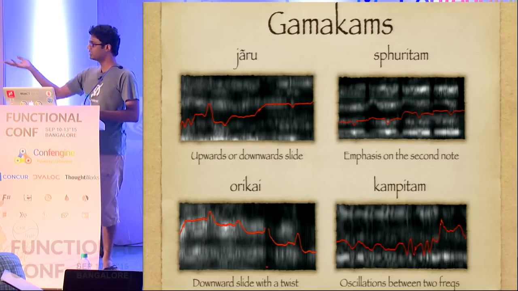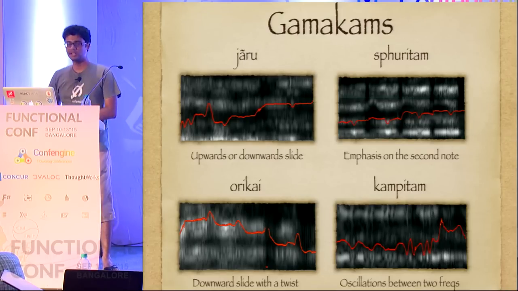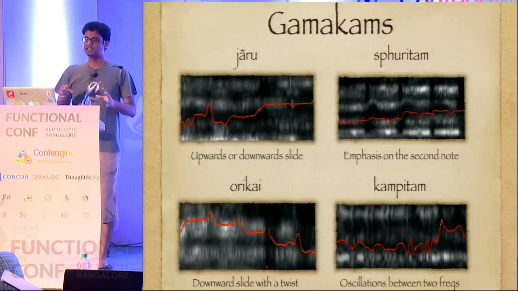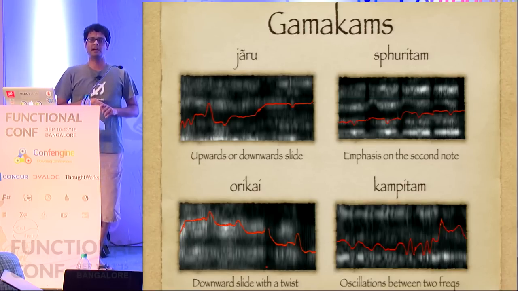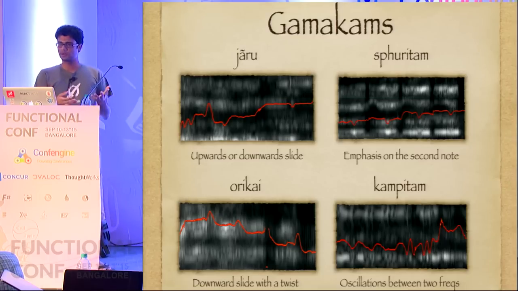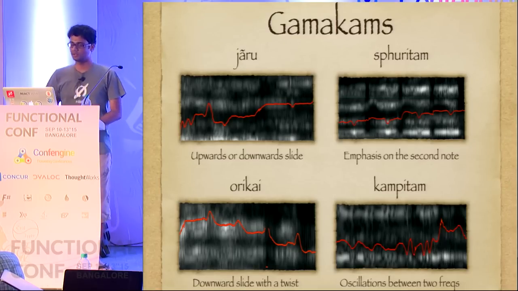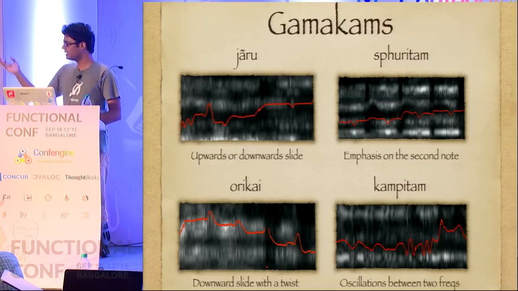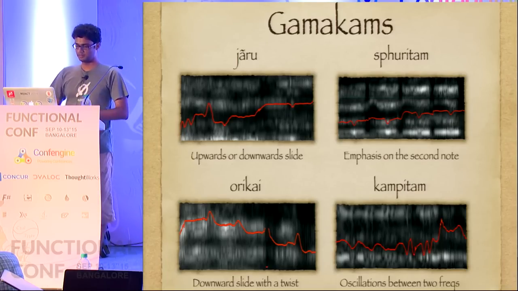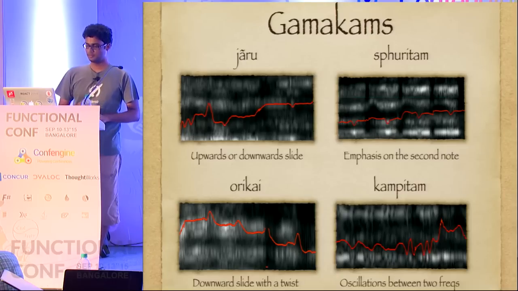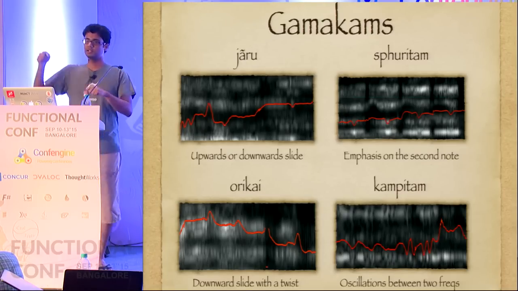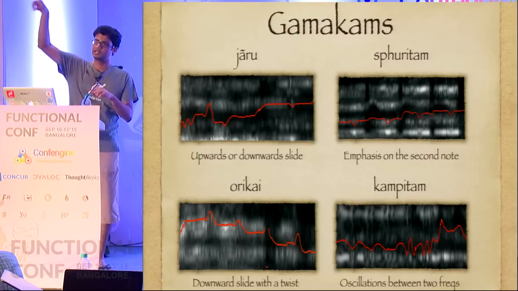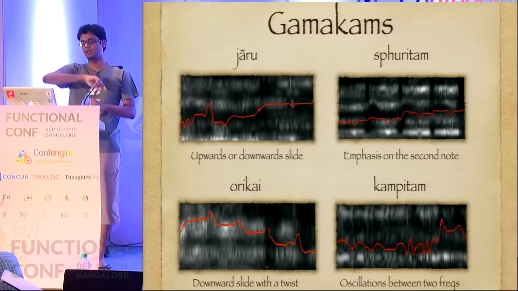And another interesting gamaka is an Orikai. It's odd that something like this has been called out and given a name, because it feels like it appears in only 3-4 ragas like Todi and Kalyani and so on. But let's listen to it because it's interesting. Right? So that's a downward slide, but with a twist, starting from the upper note.